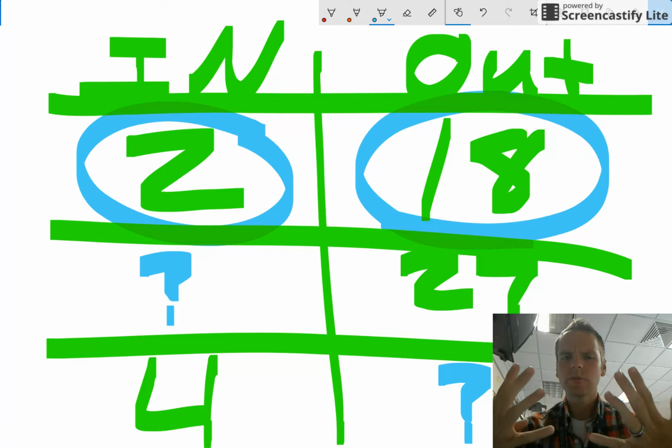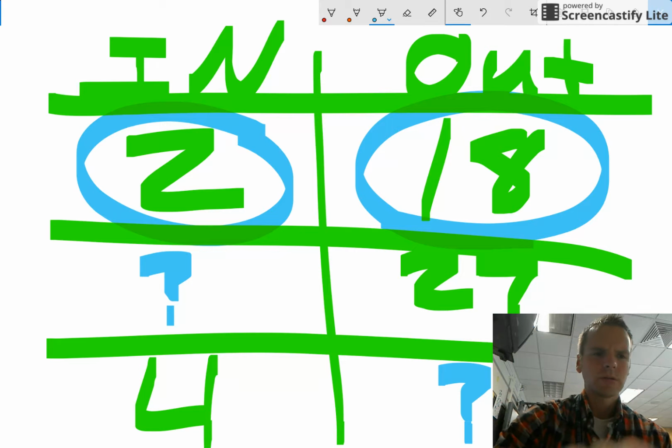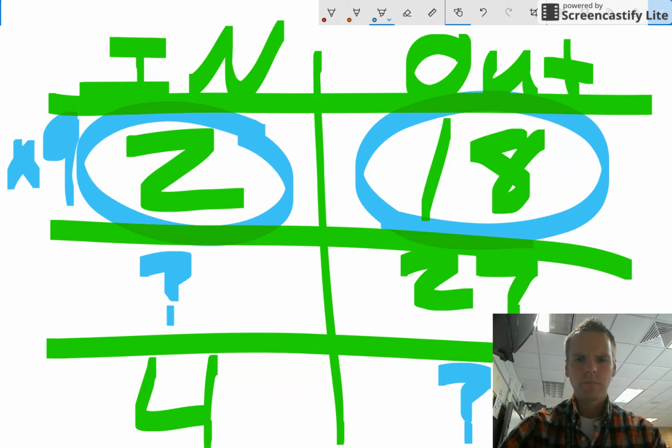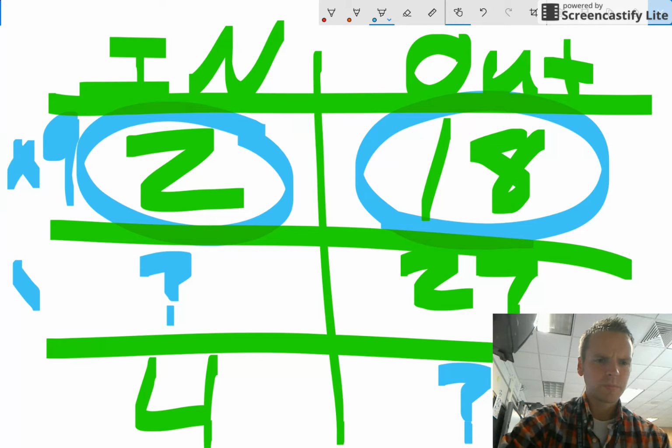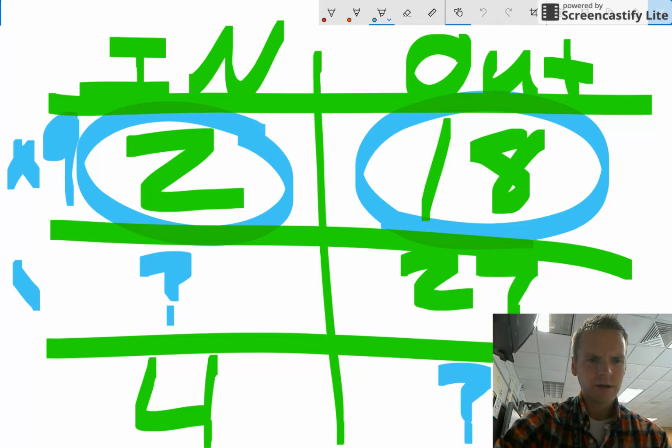So 2 times what number is 18? You are correct. So we have to multiply by 9. So we're going to multiply by 9 each time in this table.